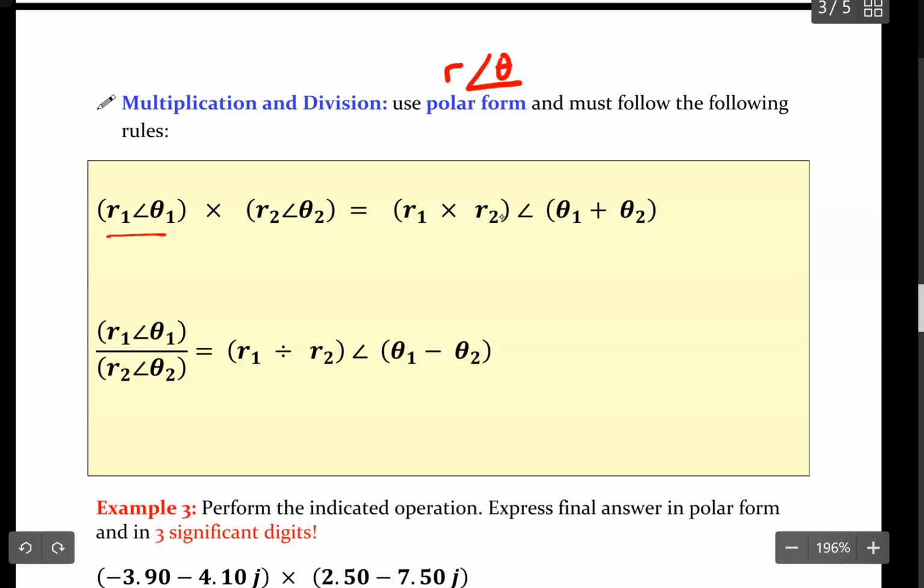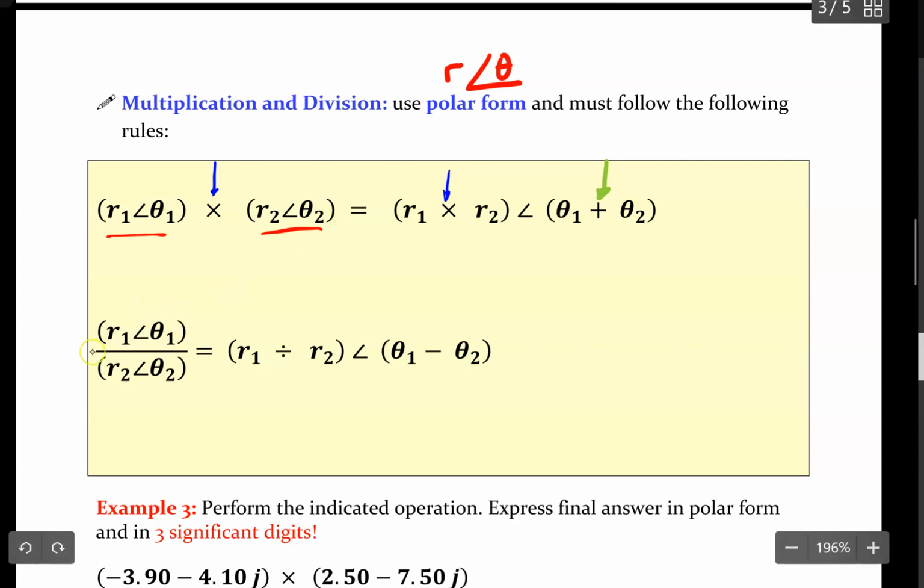r1 theta 1. The second complex number will be r2 theta 2. Right here we need to multiply the two complex numbers. So what you need to do is multiply the two moduli, modulus r1 multiplied by modulus r2. But what happens to the argument? You have to add the two arguments. Pay attention to this. It's simple, but it's something we need to remember. You multiply the two moduli, but you add the two arguments.